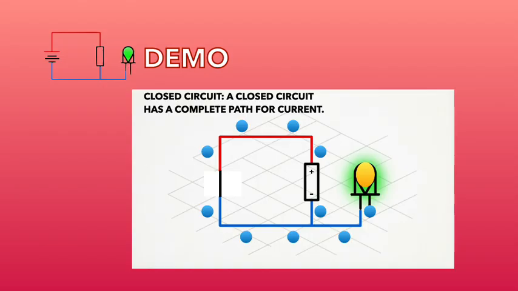completing the loop. This complete loop is called a closed circuit, and it is the only condition where the light will turn on. If the circuit is broken anywhere, like an open switch or a loose wire, electricity stops flowing and the light turns off. So, a closed circuit for powering a light is simply a continuous path: battery, wires, light, back to battery.